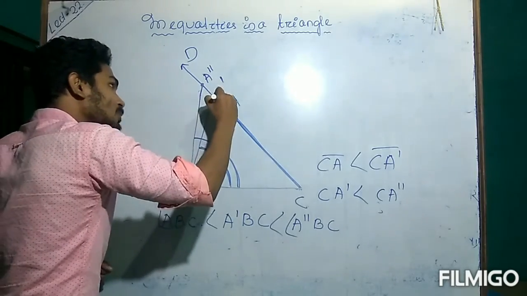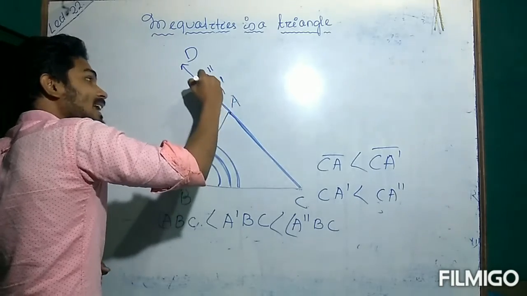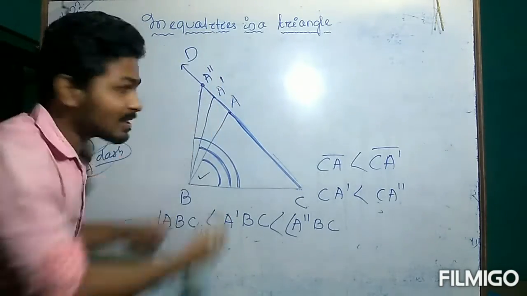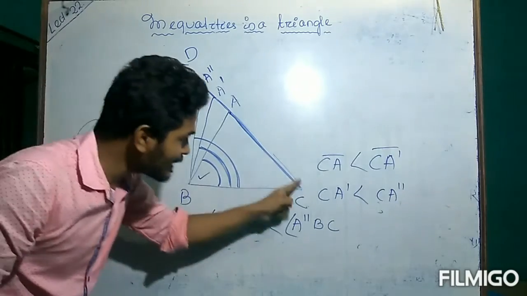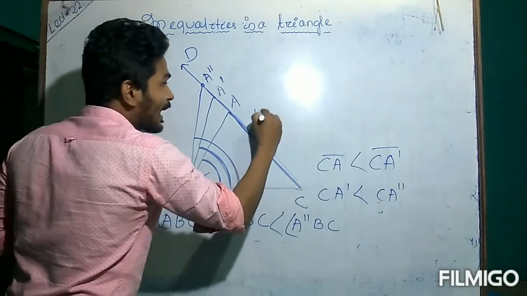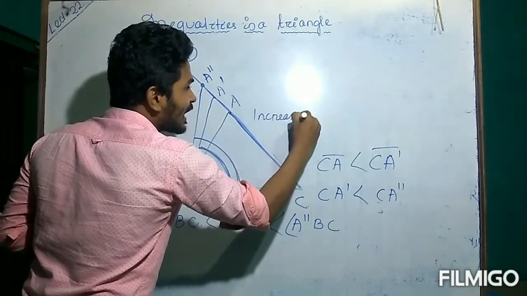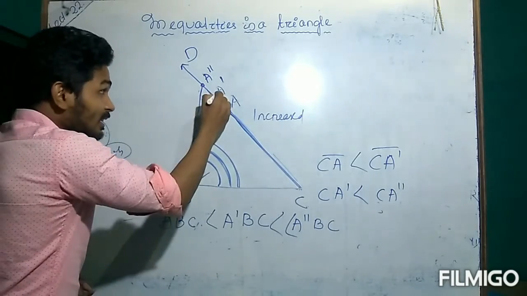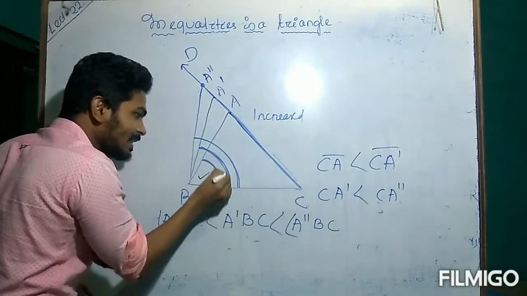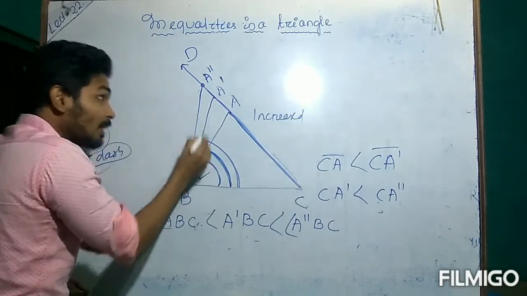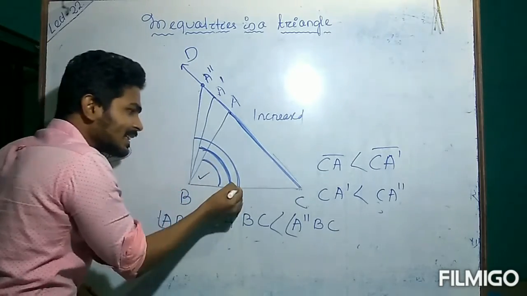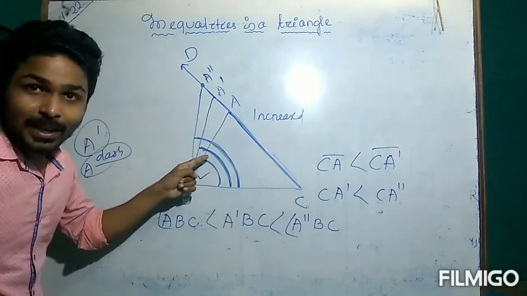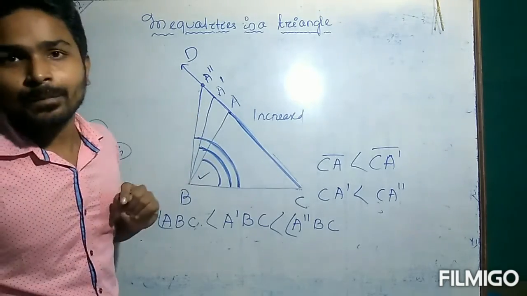Okay, let's repeat again. We have increased the length of this side AC to a point A double dash, hence the side becomes A double dash C. Here also we have increased the length of the side. Then what happens to the angle? For A dash C, the angle is this. But for the side A double dash C, the angle is this. So what we have seen is that the measurement of the angle also increased.